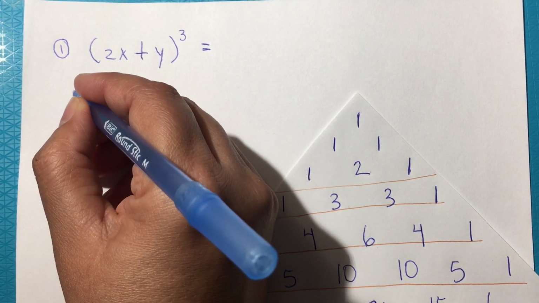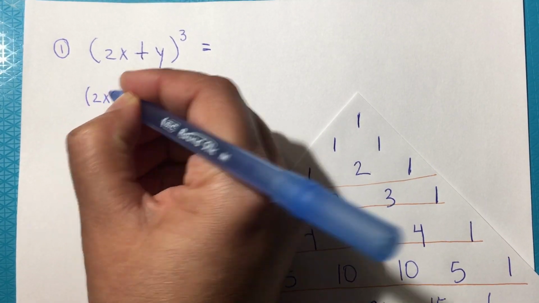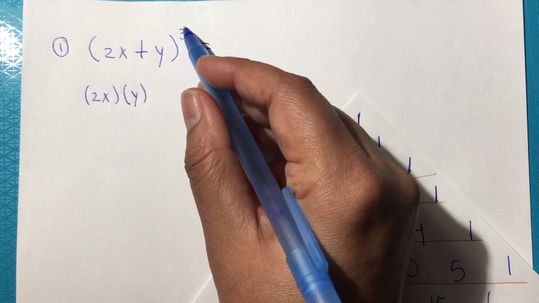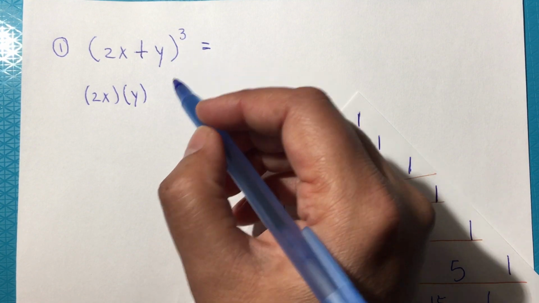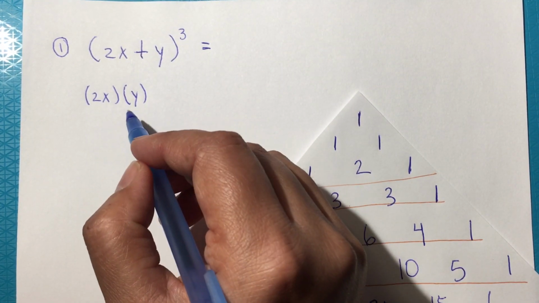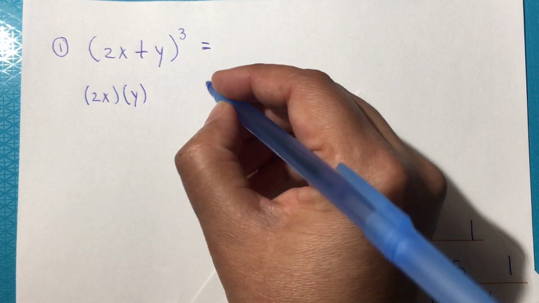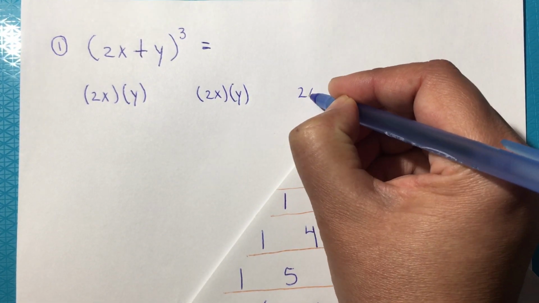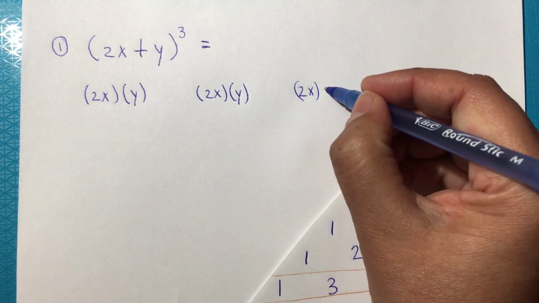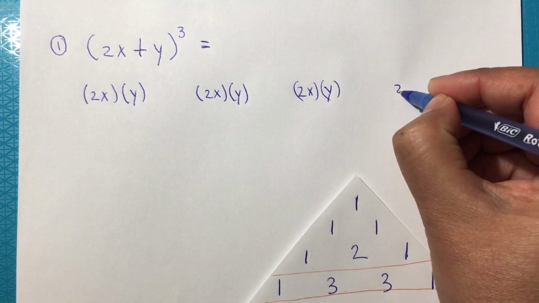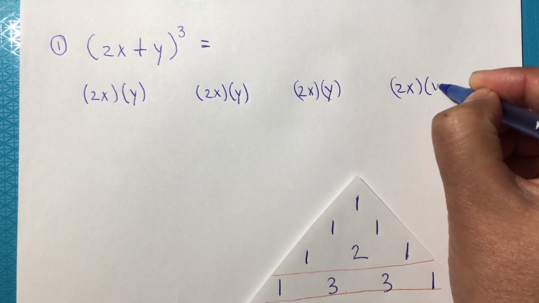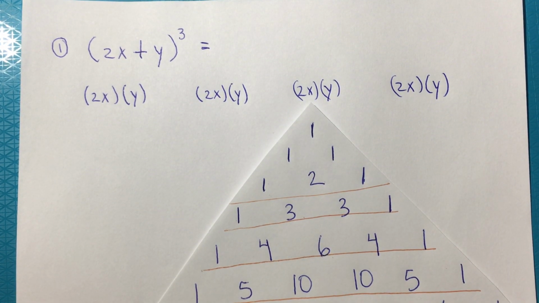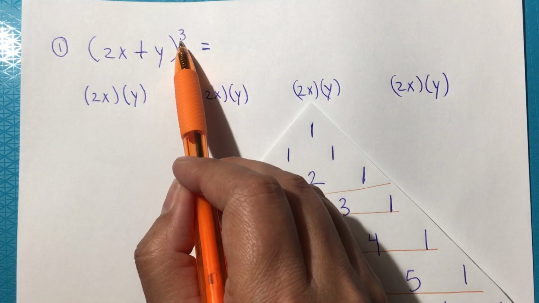Okay, so you're going to be multiplying the two terms. So 2x times y, and we're going to write it 4 times. So if there is a 3 in here, you have that multiplication or product 4 times, one more than the exponent. So 2x times y, 2x times y, 2x times y.